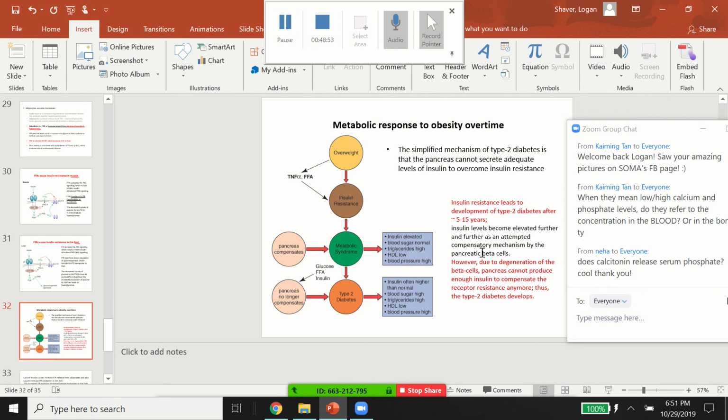Now, what will happen is this thing in red down here. However, due to that degeneration of those beta cells over time, because they're not able to keep up with the workload, the pancreas will not be able to produce enough insulin to compensate for that resistance anymore. And so you'll have type 2 start developing. Insulin resistance doesn't mean that you necessarily have type 2 diabetes, but it will definitely lead to type 2 diabetes over time if it's not controlled or managed.